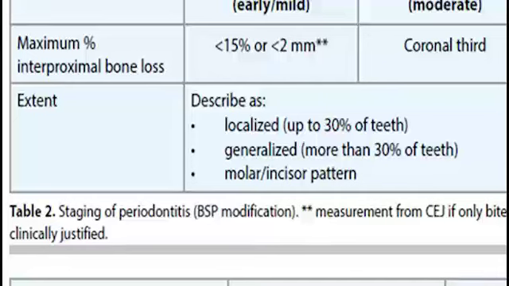If we want to check the extent of that disease, we have to check how many teeth are involved. If 30% of teeth are involved, we will diagnose it as localized. And if more than 30% of teeth are involved, it will be generalized. And if there is a periodontitis related condition, then we will check the molar and incisor pattern.